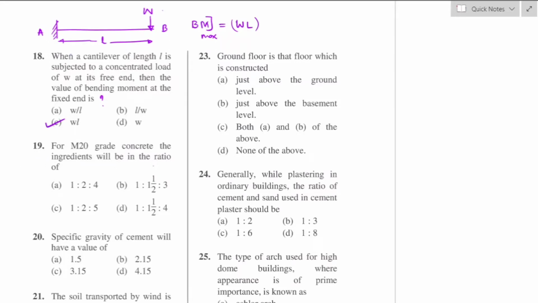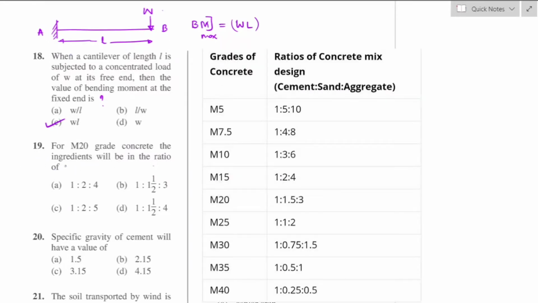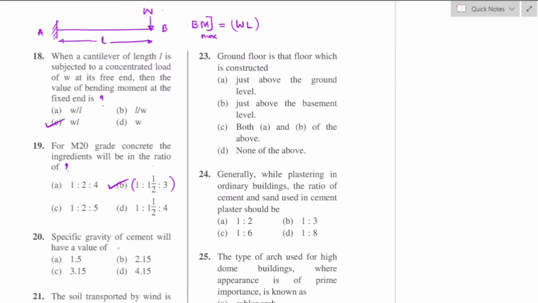Question number 19. For M20 grade concrete, the ingredients will be in the ratio of: for M20 grade concrete, it will be in the ratio of 1 part of cement, 1.5 parts of sand and 3 parts of aggregate. Option B is the right answer. Question number 20. Specific gravity of the cement will have a value of: specific gravity of cement is defined as the mass of cement of specified volume to the mass of water of same volume. So it will have a specific gravity value of 3.15. Option C is the right answer.